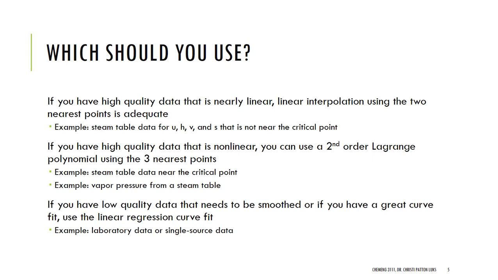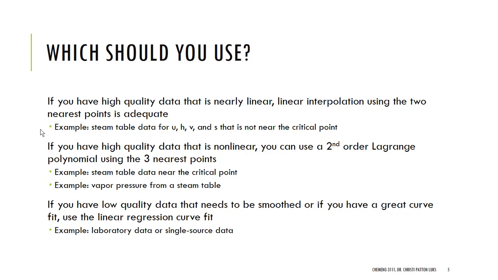So how do you know which one you should use? Well, there's all sorts of rules for this. Frequently, we have some very high quality data. This would be things that we've done lots of repetition. This is published data such as steam tables, where we believe this data to be correct to high precision. And if it's nearly linear, then linear interpolation works very well as long as you're using the two nearest points. So typically values of u, h, v, and s that you might read from a steam table, as long as you're not near the critical point, linear interpolation works very well.